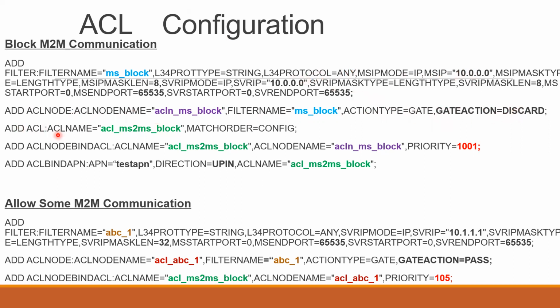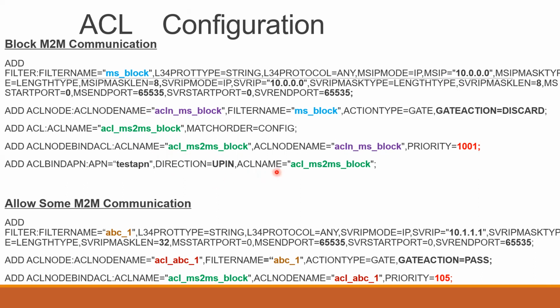Next, we define an ACL. This is a unique ACL name. And next, we bind this ACL name to the ACL node name. So here we have an ACL name, and here is the ACL node name. The purpose of this is that you can have multiple ACL node names, and that can be bound to a single ACL.